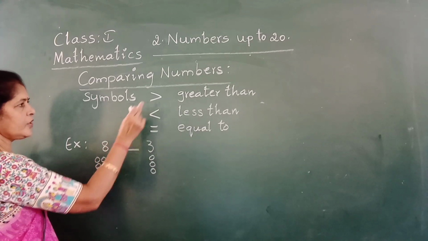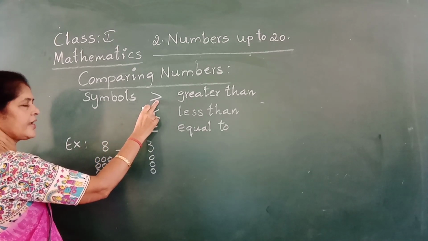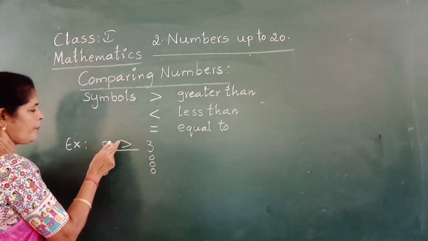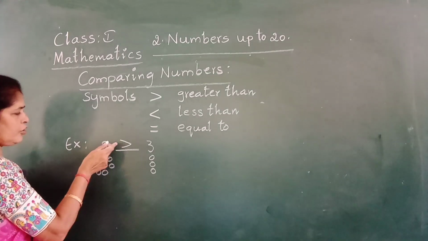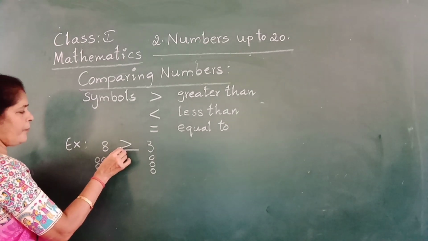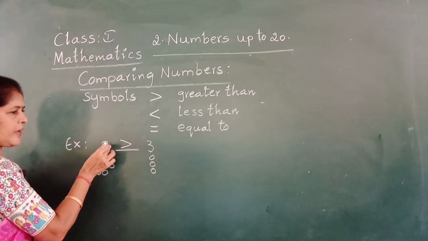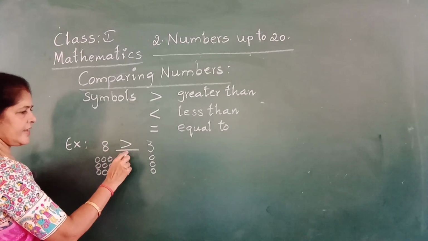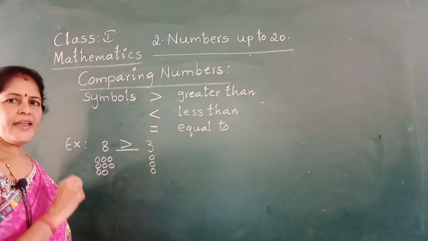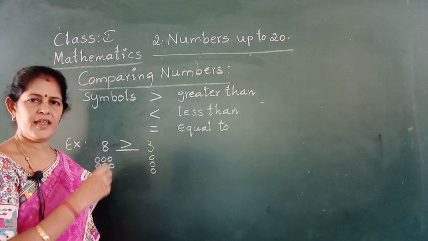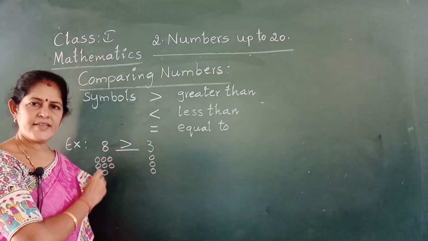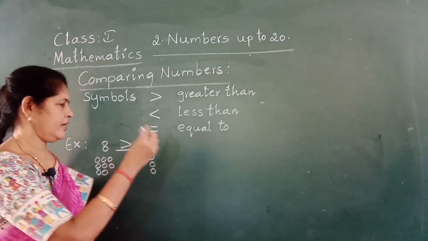Here we are going to keep the symbol greater than. See, open side always shows the big number. This is read as 8 is greater than 3. 8 is big, 3 is small. Next example.